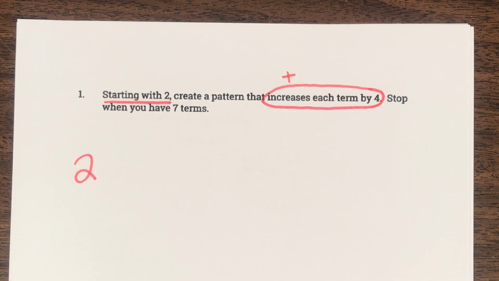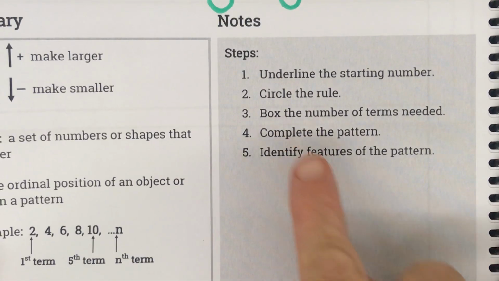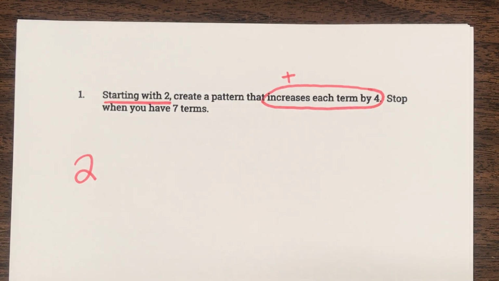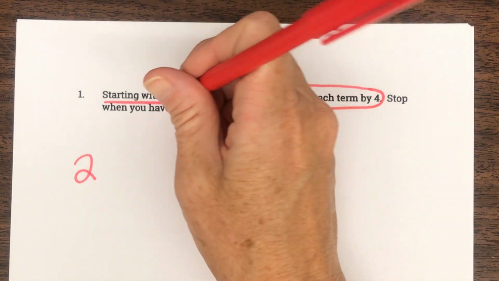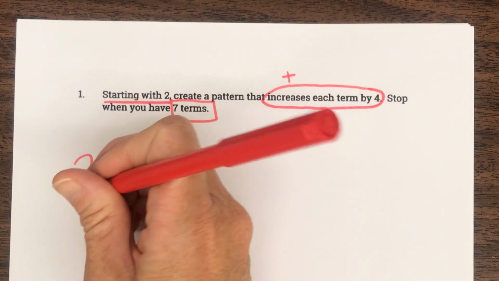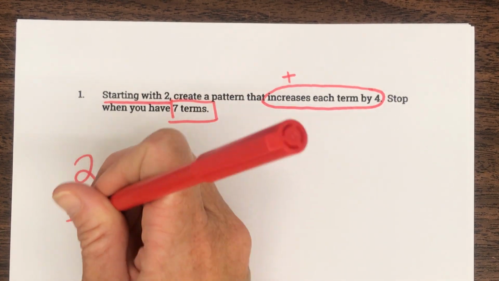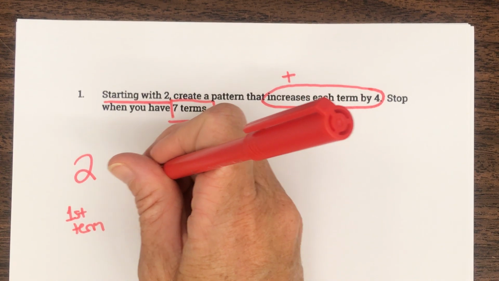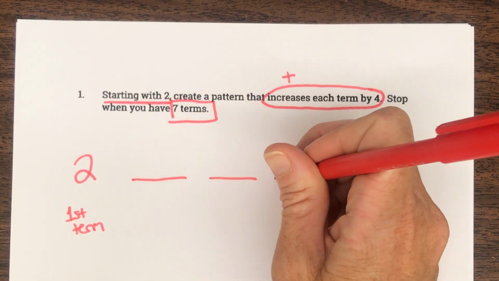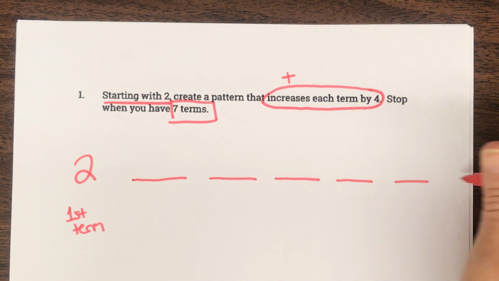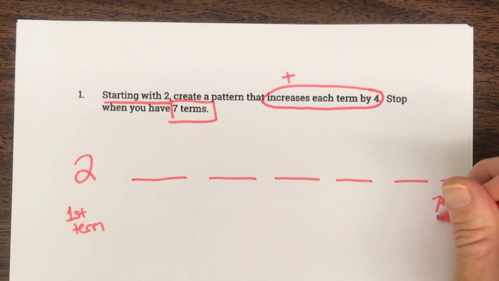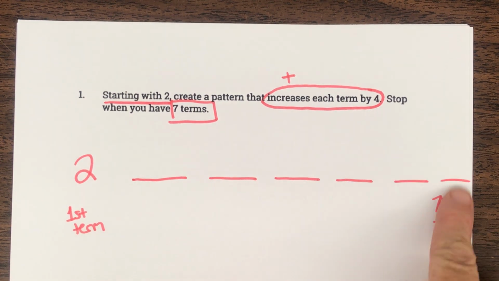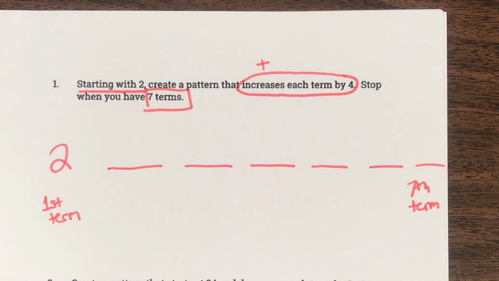Okay, then it says box the number of terms needed. How many terms do they want me to do? Stop when you have 7 terms. So I have my first term here, and they want me to go all the way to my second, third, fourth, fifth, sixth, and 7th term. So first, second, third, fourth, fifth, sixth, and 7th. That's how far they want me to go.